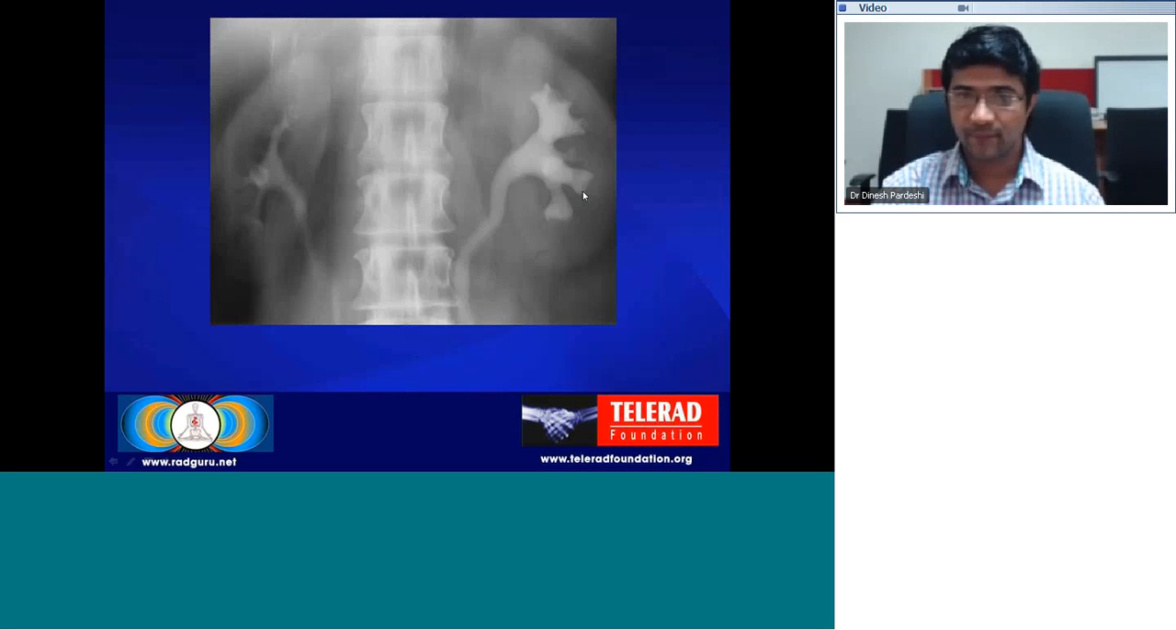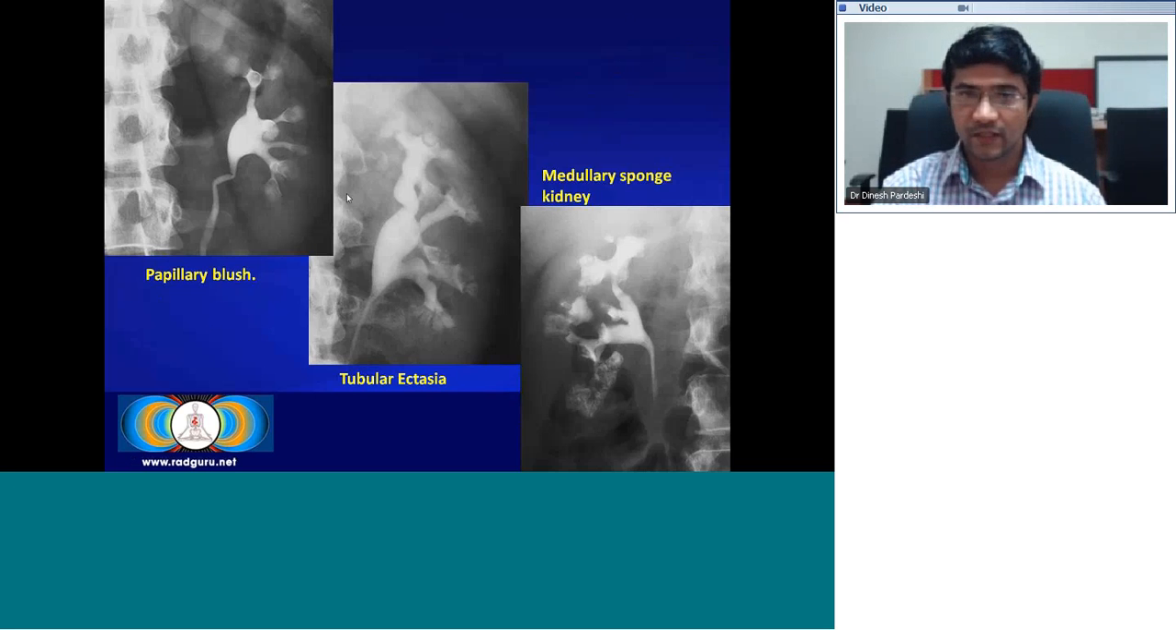on the pyelographic phase itself. Now the contrast which is excreting from the pyramids through the papilla can show various abnormal things which can be picked up on the pyelographic phase. So here we see the increased density at the level of the pyramid, at the papilla, but there are no tubular striations here, so this is called papillary blush.